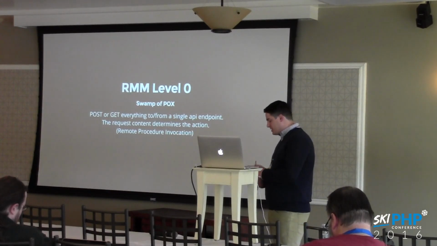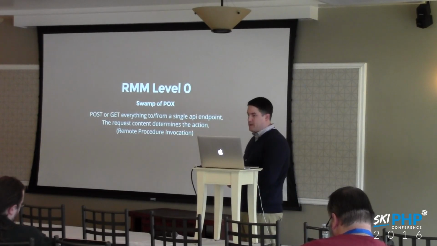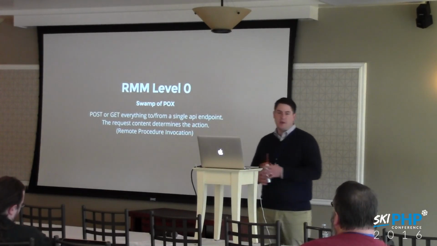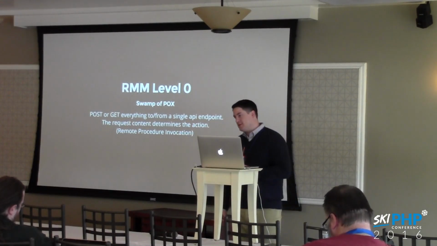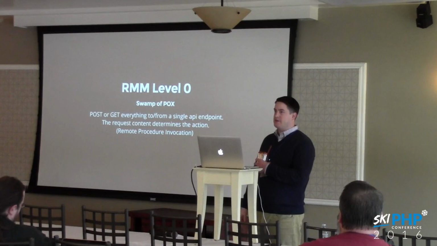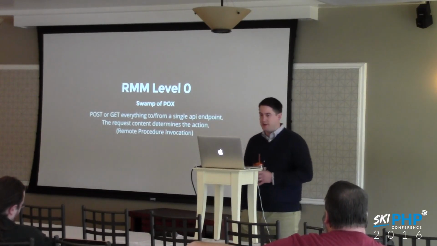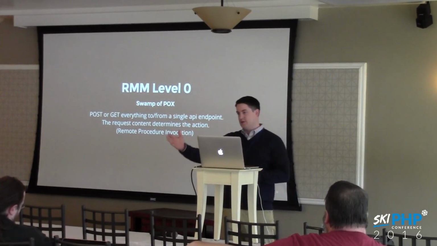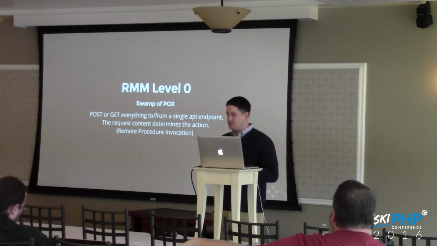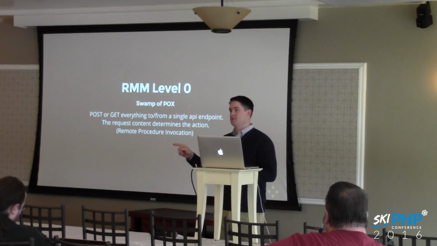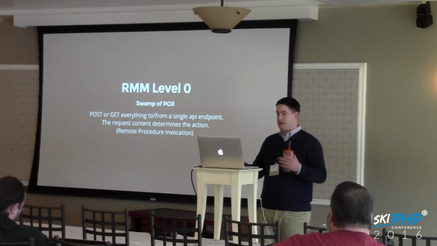So at RMM level 0, this is where everything sort of starts, or started. We have what we call the swamp of POX. This is the kind of API where you have a single URL and you would either post or get anything, and everything you do with an API went through it. This is often referred to as remote procedure invocation. But imagine saying get API, or post API and passing in a body that says list me all the products. That's kind of the basic first attempt at an API.